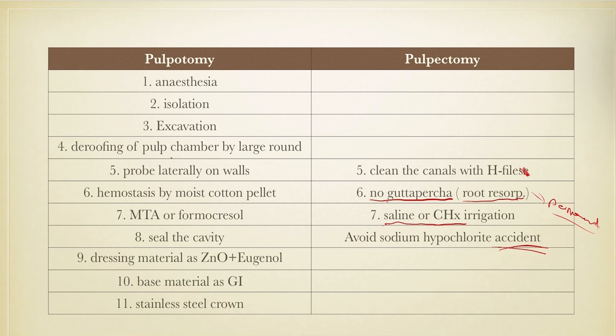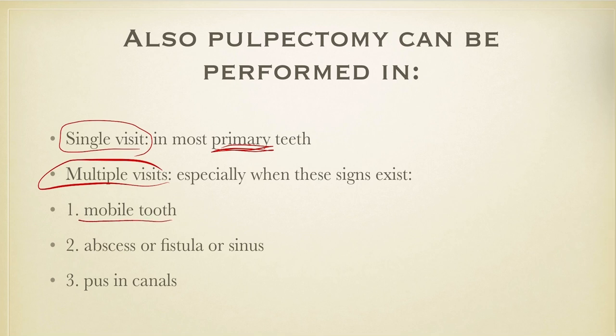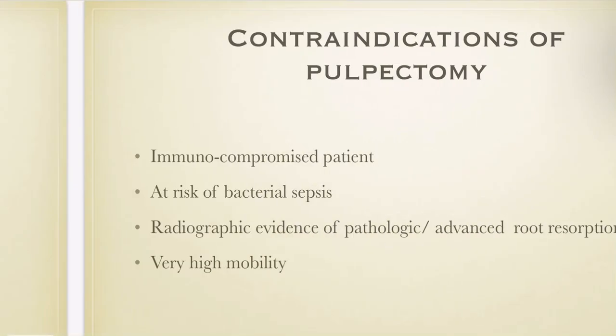So the pulpotomy is what I have said: anesthesia, isolation, excavation, and so on. This is a good table just to have a look at, to see the difference between them. As the pulpectomy can be performed in a single visit. We have talked about pulpotomy and pulpectomy as a single visit for most primary teeth, but multiple visits are done when you have a mobile tooth, abscess, pus, and canals.